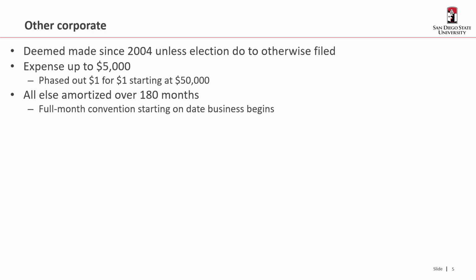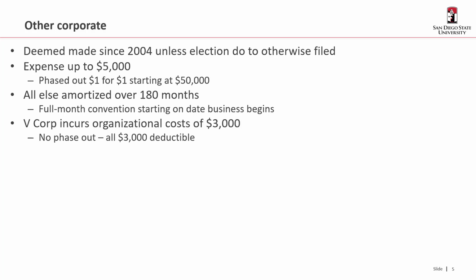So if you remember your depreciation, there were half year and mid-quarter. Full month means in that month in which you begin business, you take a full month's worth of amortization. So let's do an example. V Corp incurs organizational costs of $3,000. They're clearly less than $50,000, and they can deduct up to $5,000, so they will deduct all $3,000.